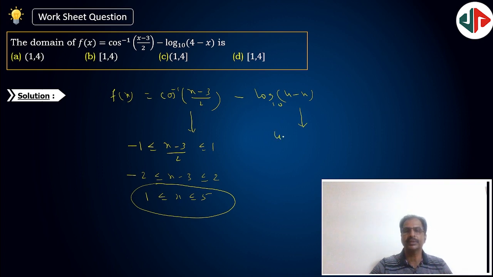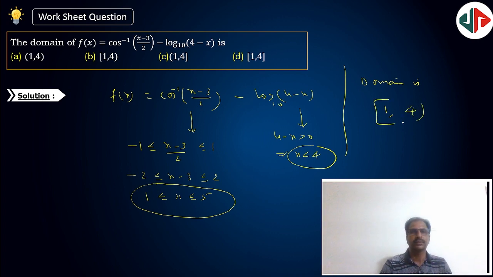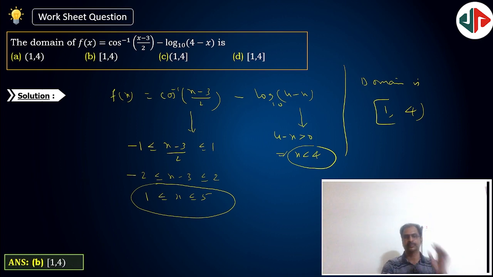Log of 4 minus x is defined when 4 minus x is greater than 0, or x less than 4. Now the intersection of these two gives the final domain. So what is the intersection of those two? X should lie between 1 and 5 and it should be less than 4, which means it should lie between 1 and 4. 4 is not included, 1 is included. Option B is the correct answer.